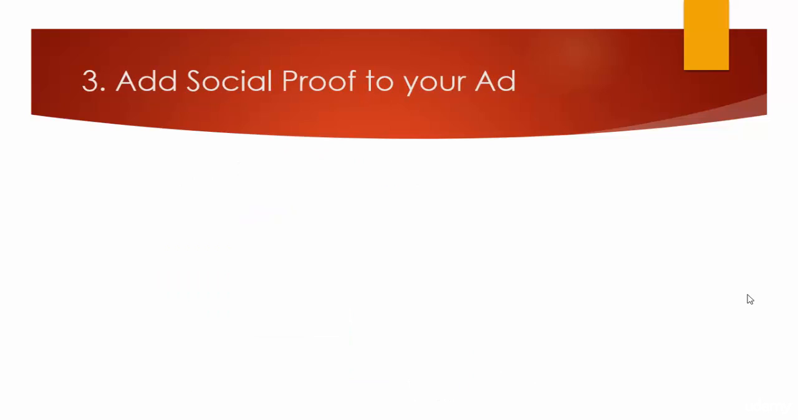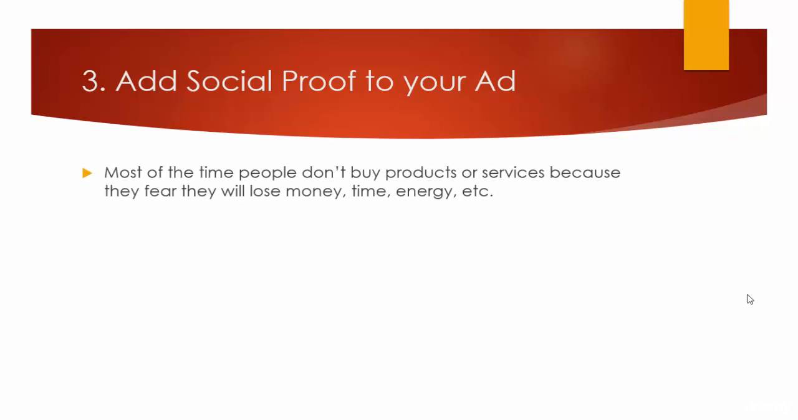And the fourth strategy is, because we have already talked about social proof, adding social proof to your ad. Most of the time people don't buy products or services because they fear they will lose money, time, or energy. Social proof is a key element in reducing your prospects' fear. All of the things that we have mentioned earlier, like the loss of money, of time, of energy, are practically fears that people have. Social proof builds credibility, and credibility reduces your prospects' fear.